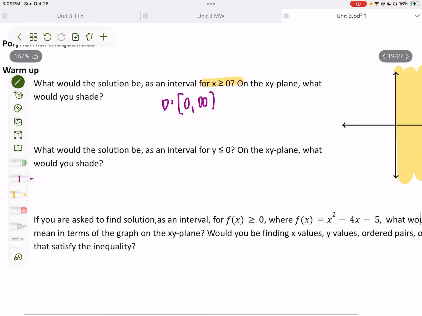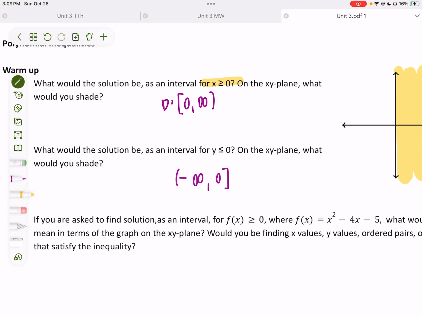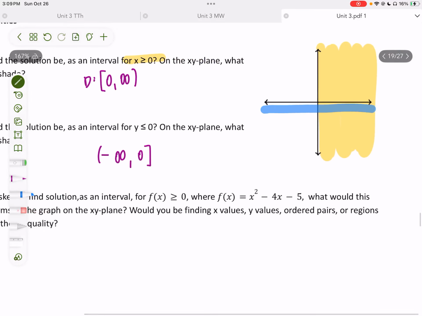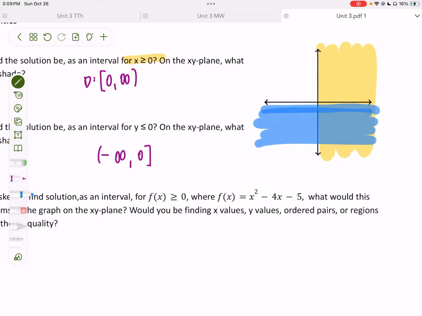And for a solution for y is less than or equal to 0, I would have negative infinity up to 0 with a bracket, and I would actually be shading below the axis because this is where my y values are smaller than 0.